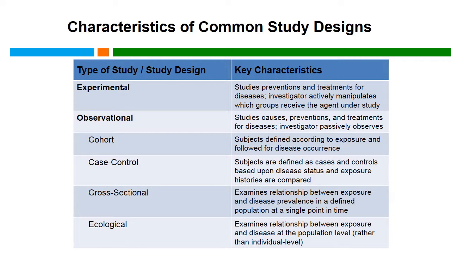And then ecological study designs examine the relationship between exposures and disease at a population level rather than an individual level. And so those are the designs we're going to talk about first. And again, what differentiates ecological study designs from the other three, cohort, case control, and cross-sectional studies, is the level at which we're looking at the disease, whether it's the population level, and that would be ecological study designs, or the individual level, and those would be the cohort, case control, and cross-sectional study designs.